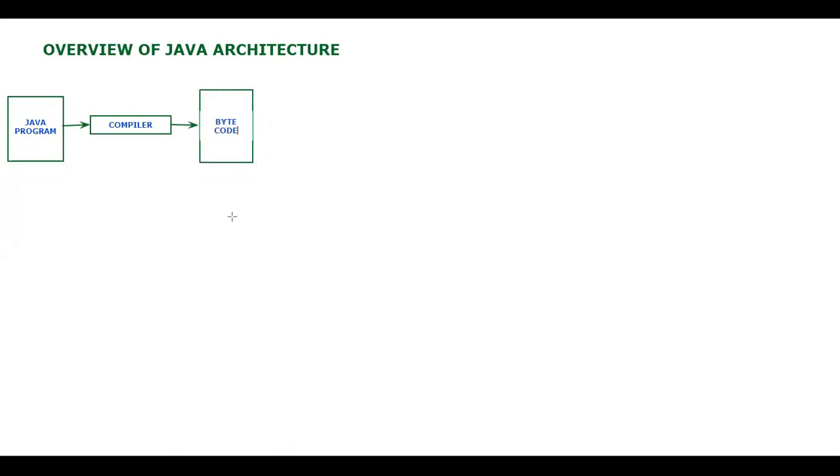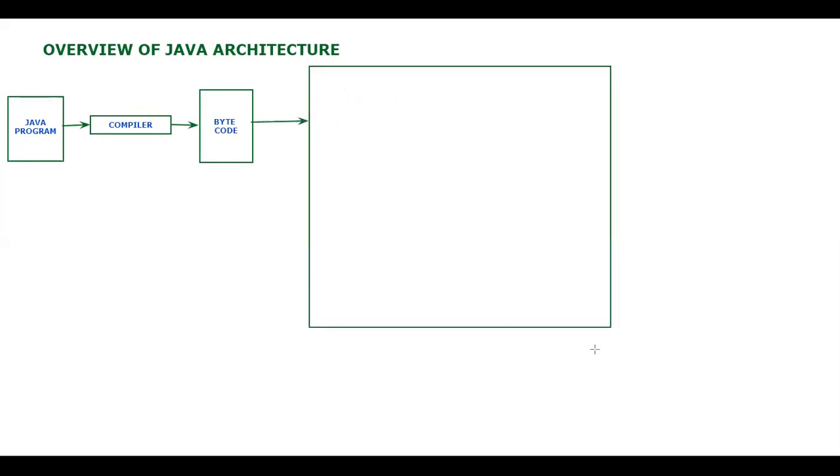What next? This byte code has to be loaded onto the RAM, and whatever additional things are there for the packages should be added here itself. So who is going to do all those things? Now observe carefully. JVM is going to do all those things. So how is it going to do?